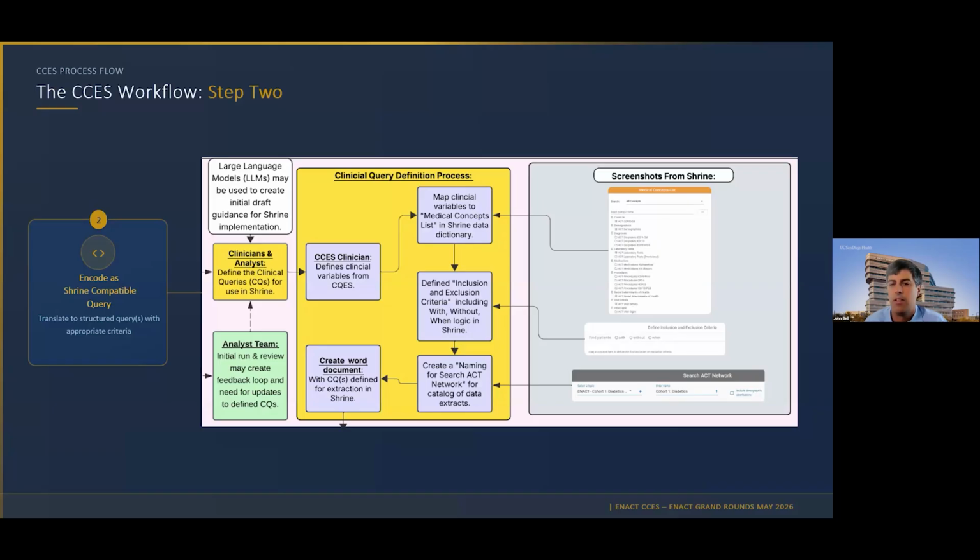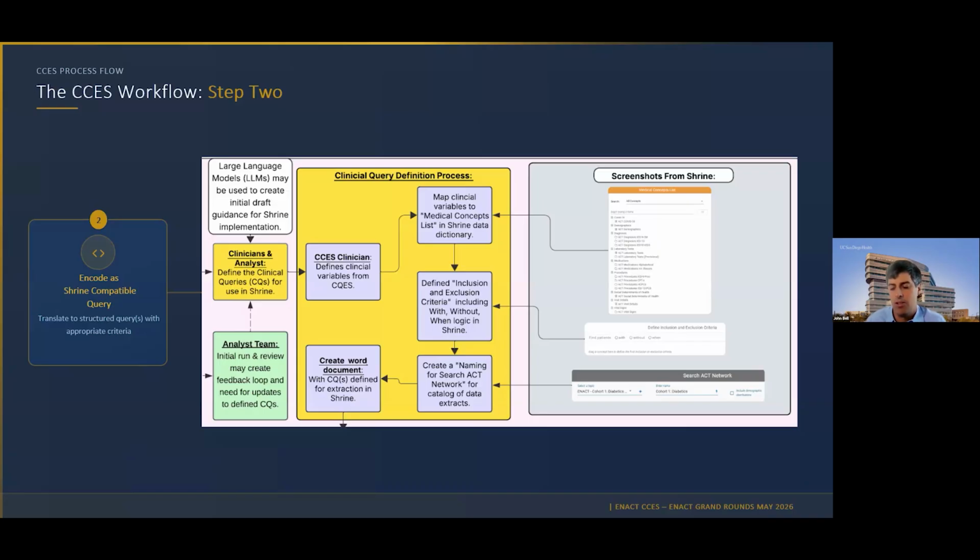And then we have to come up with a series of inclusion and exclusion criteria, including the with, without, and when logic within Shrine, to figure out how we are going to put these clinical variables into Shrine. So we've got a patient who has cholangitis and has E. coli bacteremia, and then we want to exclude patients who are treated with Bactrim or with Augmentin, but look at patients who have Cipro versus cefpodoxime.